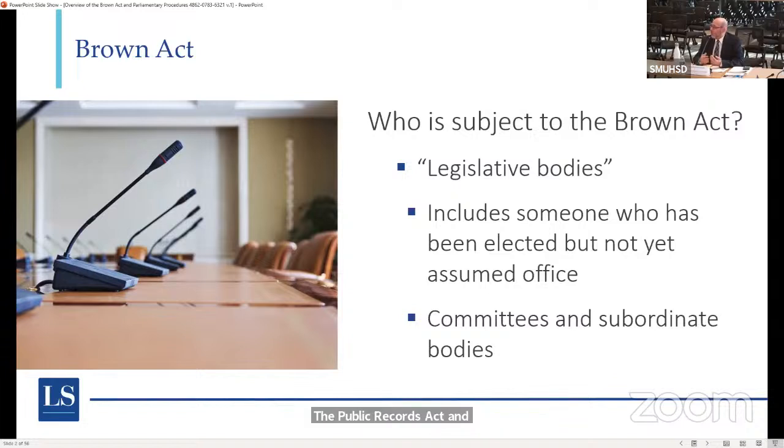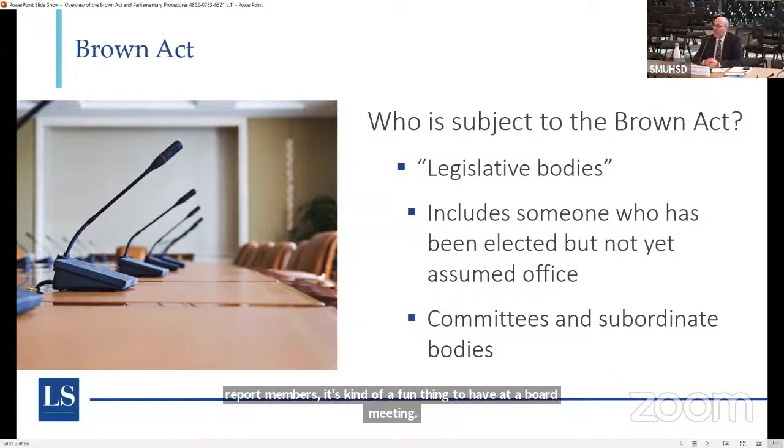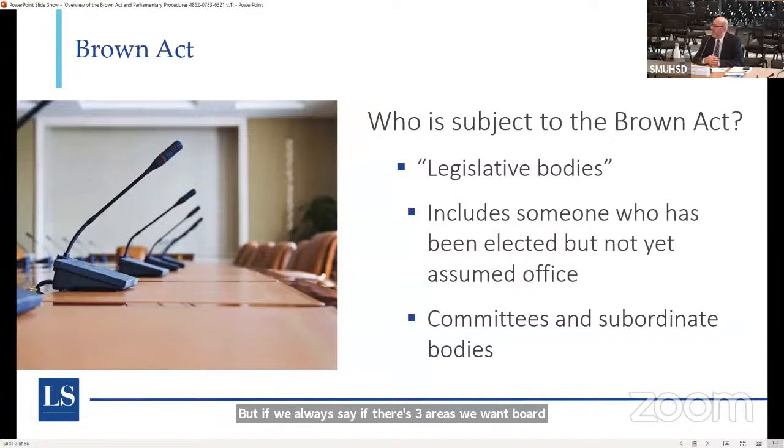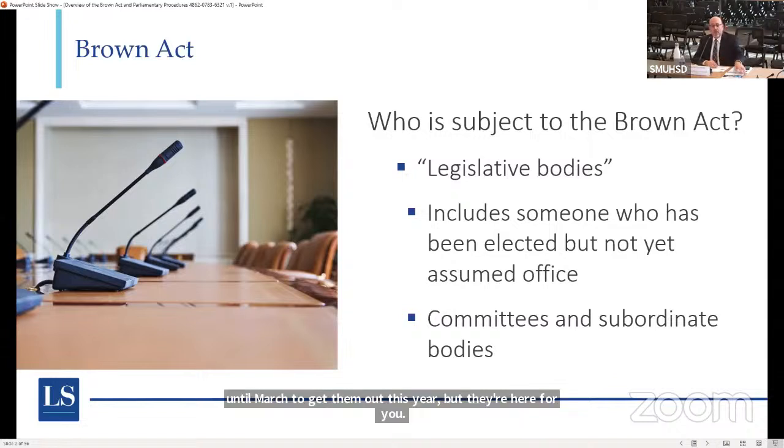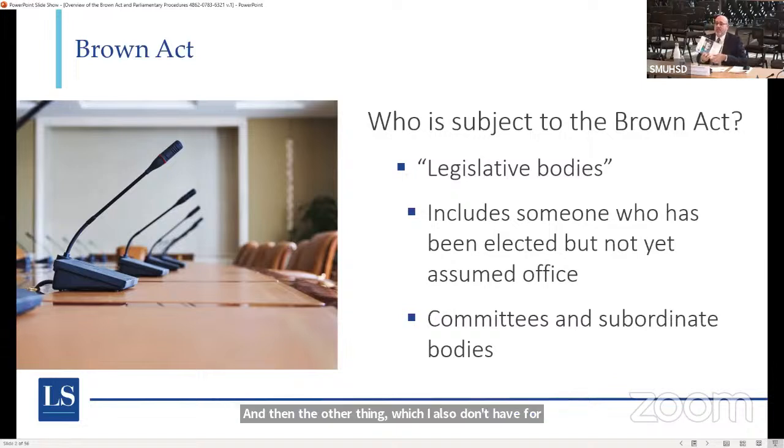So it's an overview. We like to tell board members, especially if they're newer board members, it's kind of a fun thing to have at a board meeting. So when things are happening, you can be reading them. But we always say if there's 3 areas we want board members to be aware of, those are the 3 areas of the law that you sort of need to know. So I'm not covering that with you today. I'm just excited to give them to you because it took us until March to get them out this year, but they're here for you. And then the other thing, which I also don't have for you because it's way too big, but this was sent electronically to all of our clients.